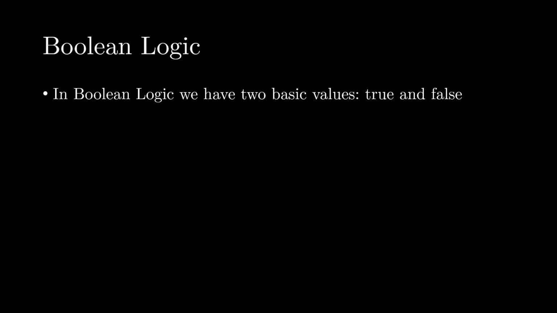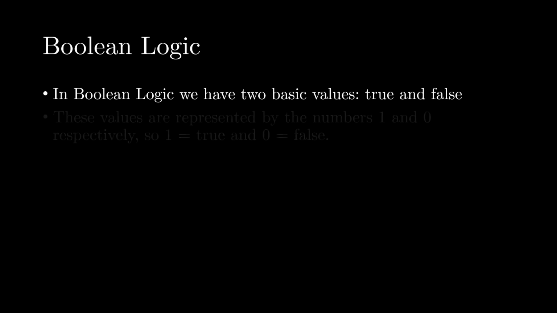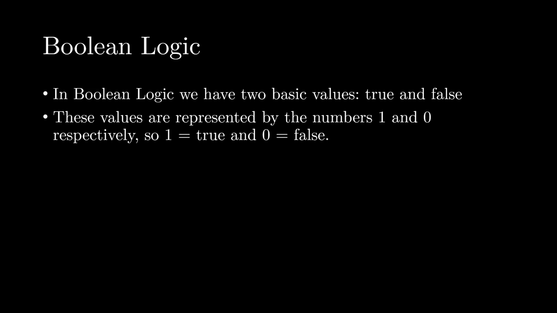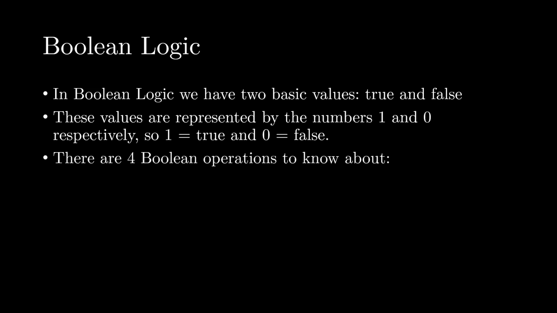So in Boolean logic, we have two basic values, and that's going to be true and false. These values are represented by the numbers 1 and 0 respectively, so 1 is equal to true and 0 represents false. There are four Boolean operations that OCR wants you to know about, and that's going to be NOT, AND, OR, and exclusive OR. In my previous video, I already went over what AND, OR, and exclusive OR do, so if you watched that video, you should have an intuition on what those are. But you might not know what the NOT operation does, and that's fine because it's actually the simplest one out of all of these.